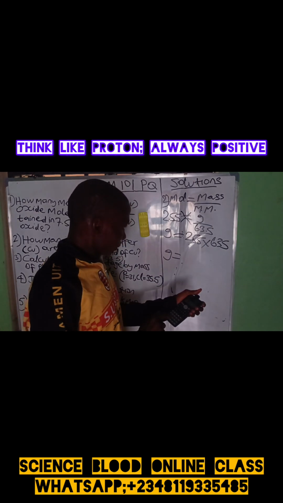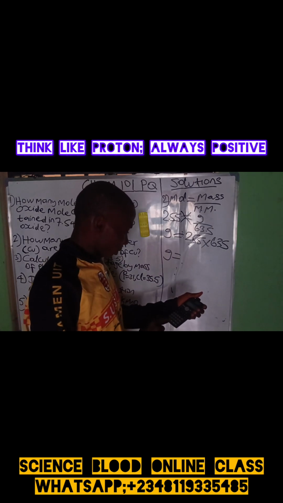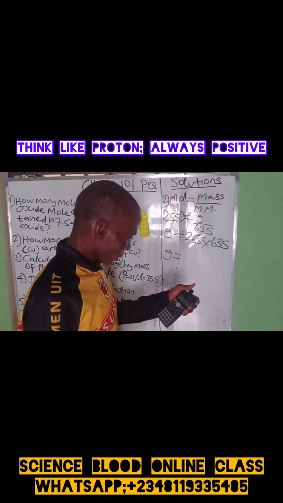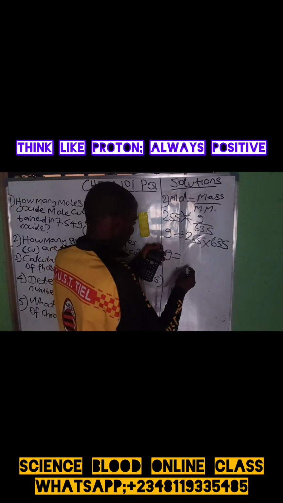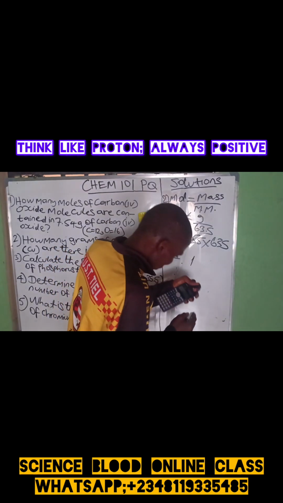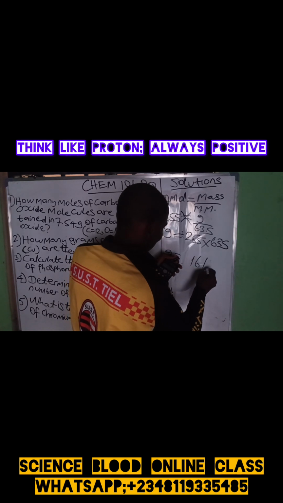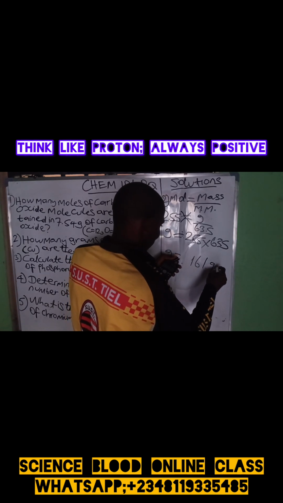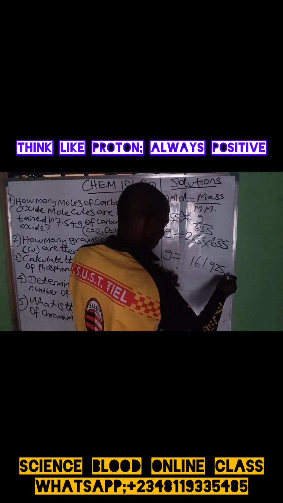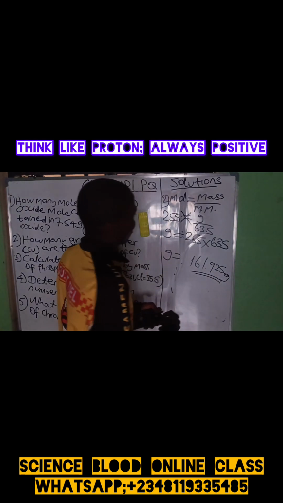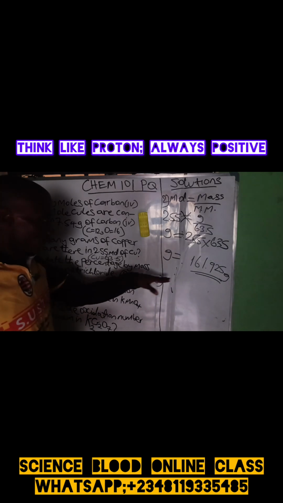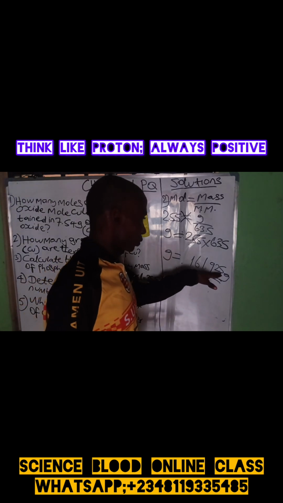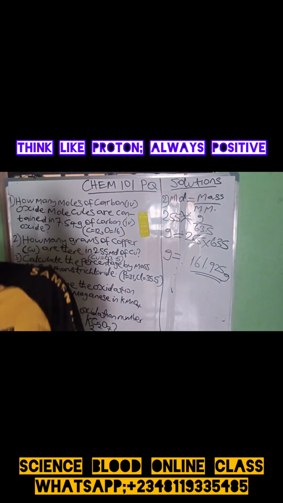times 63.5, which is approximately 161.925 gram. So that is it. So the number of gram of copper in 2.55 moles of copper is 161.925 gram. So this is it for this.